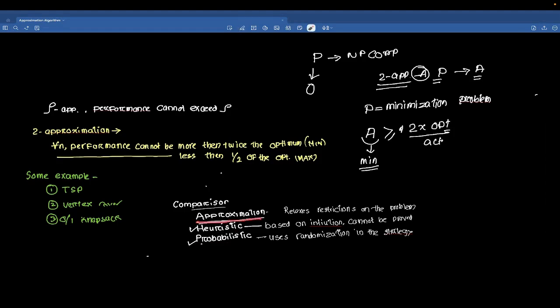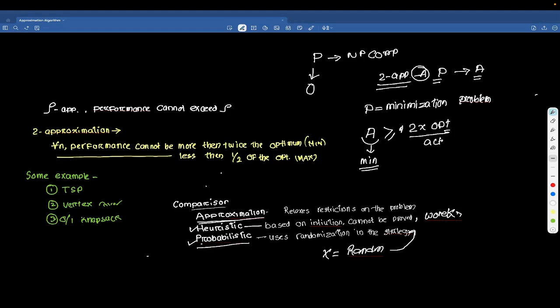In the approximation algorithm, we relax certain restrictions or constraints on the problem in order to solve it. A heuristic algorithm is based on intuition, and this algorithm cannot be proved to always give the correct result. On the other hand, the probabilistic algorithm uses some randomized value or randomization strategy during the solution of the problem. For example, if we are not sure about some value of x, we take a random value and try to execute the algorithm with it. So the probabilistic, heuristic and approximation algorithms provide a close bound, although they cannot give the exact bound. That is why the solutions provided by these categories of algorithms are called suboptimal solutions.